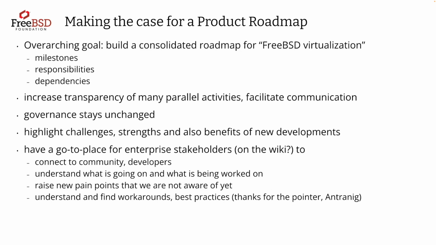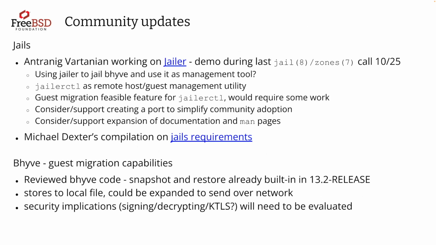Within all the different conversations, on the next slide you can see that we've had some progress in jails. We've also had some progress on bhyve. In jails, Antonik is going to present jailer anyway, so I'm not going to dig too much into that. Michael has this great jails requirements spreadsheet that is a very good collection of the needs that the community and stakeholders have. And I think we probably need something similar also for bhyve.